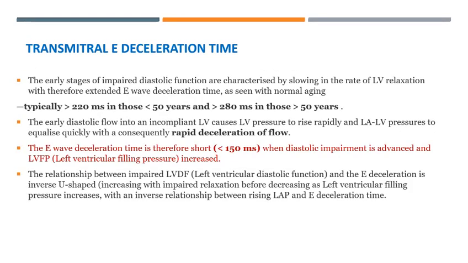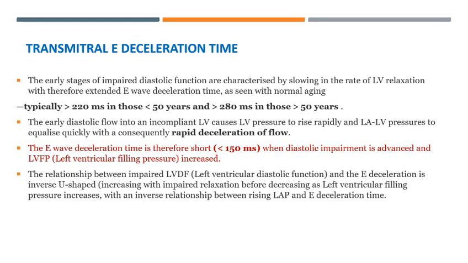The early stages of impaired diastolic function are characterized by slowing in the rate of left ventricular relaxation with therefore extended E-wave deceleration time, as seen with normal aging, typically more than 220 milliseconds in those less than 50 years and more than 280 milliseconds in those more than 50 years.